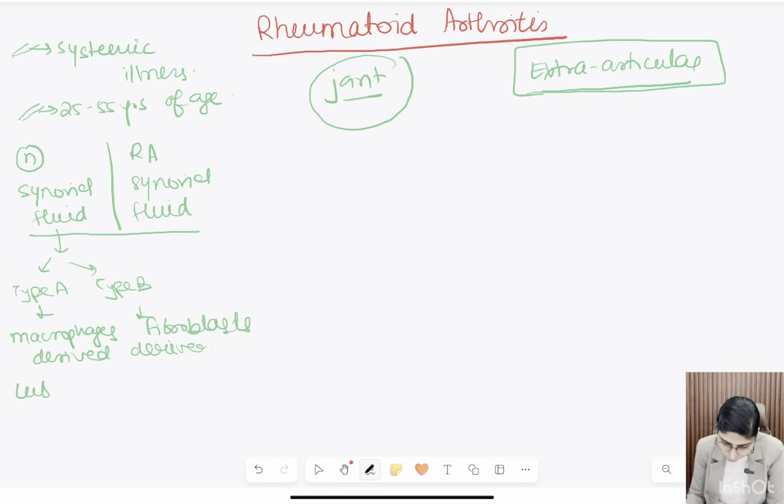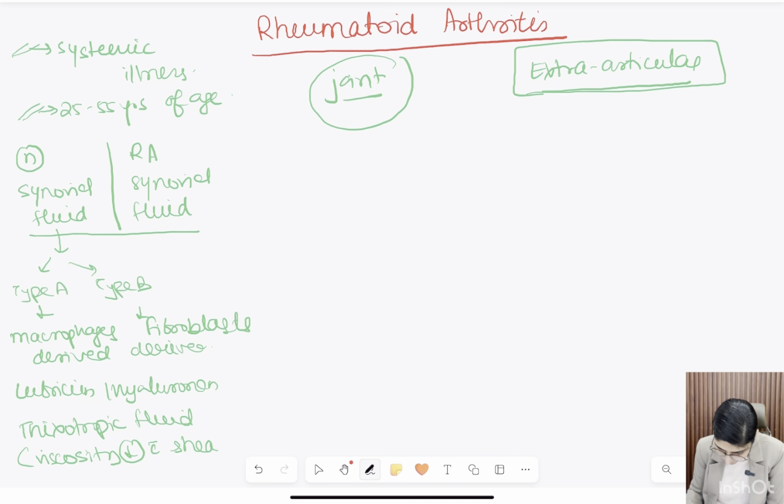A normal synovial fluid contains elements like lubricin and hyaluronin. A normal synovial fluid is a thixotropic fluid. Thixotropic fluid means that the viscosity of the fluid decreases with shear or stress or joint friction, in the case of a joint, right? So the viscosity of the fluid reduces.